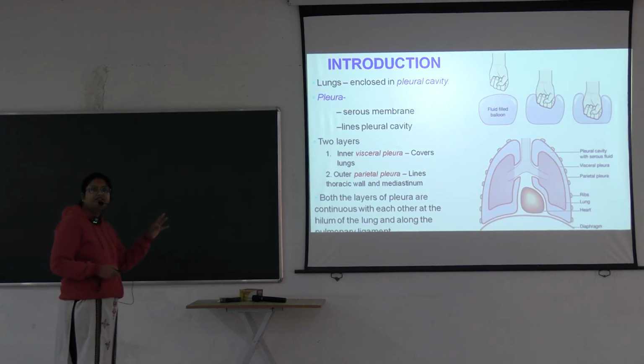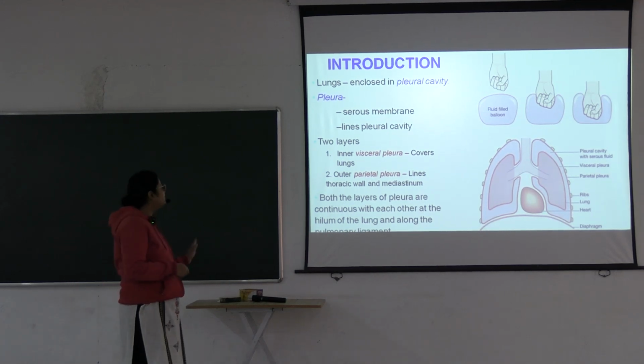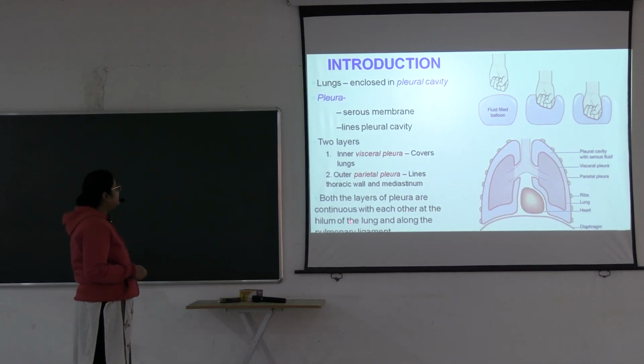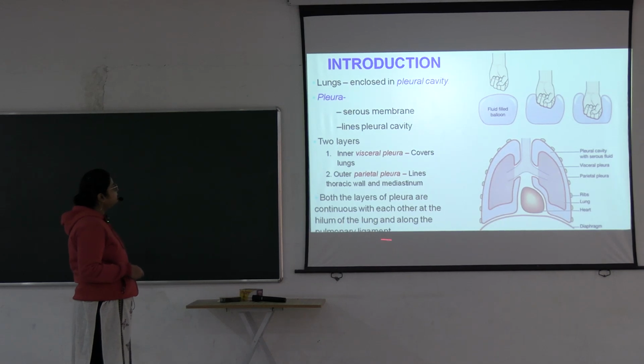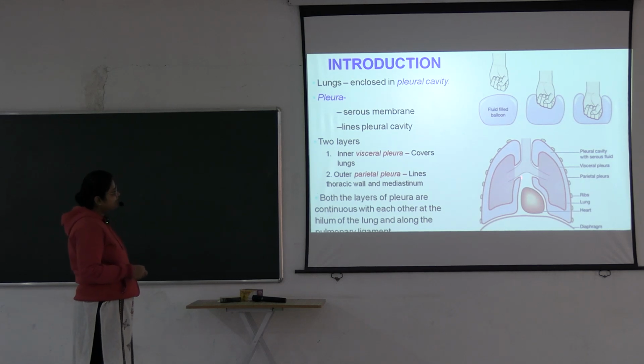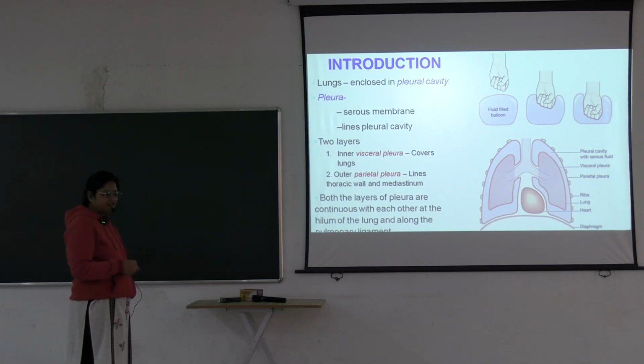Okay, there are divisions of parietal pleura. We will discuss. And both the layers of pleura are continuous with each other at the hilum of the lung and along the pulmonary ligament. Okay. Pulmonary ligament is lying below this lung root. Lung root here, trachea is bifurcating into two principal bronchi. So below this lung root, there is extension of some pleural reflection that forms the pulmonary ligament.